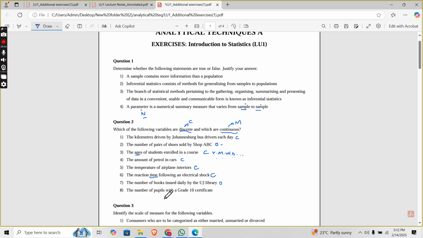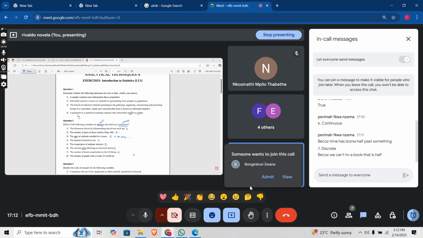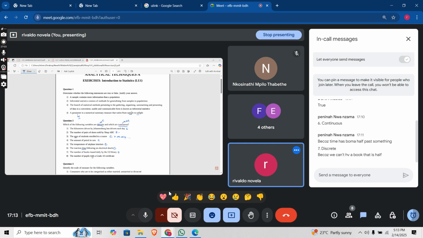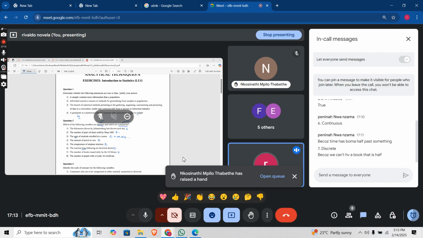So the number of pupils with a grade 10 certificate. Let me see, who is it? Zwani, you can answer. Oh, I'm sorry, I thought he raised the hand. Anyone? You can answer number 8. The number of pupils with a grade 10 certificate. Okay, pupils simply means school children. Ngozi Nati, you can answer. Discrete. Why do you say so?